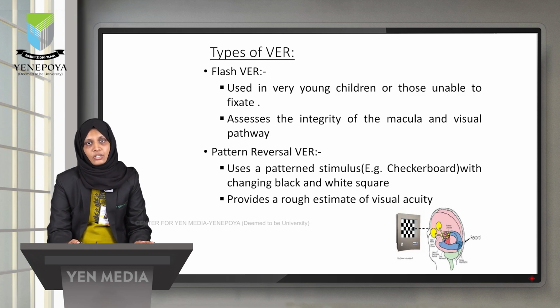There are two stimuli: flash stimuli and pattern stimuli. Flash VER, which means flash visual evoked response, is used in very young children and those unable to fixate, to assess the integrity of the macula and visual pathway. But pattern reversal VER provides a rough estimation of the visual acuity. It is like a checkerboard pattern. It is the pattern reversal VER.